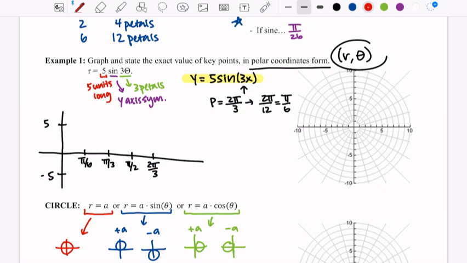Okay, so now we know that this sine, we don't have any shift of the midline, and we know that sine starts at the origin. Okay, sine starts low. So my curve is going to look like this.